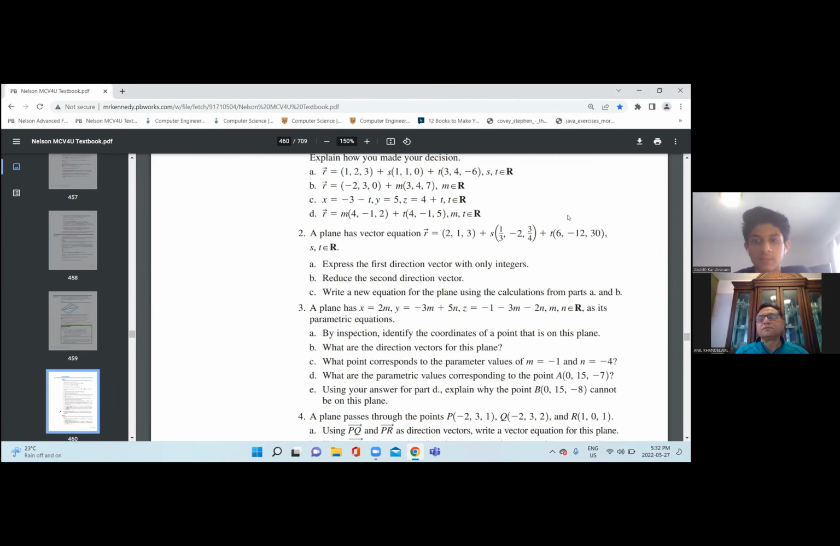So then just take 6 common, right? Yeah. So normally you write them in the simplest form and you do not write fractions. This is what we're trying to say here. Continue. Write a new equation for the plane using the calculations from parts A and B. Oh, so then we just put it together.